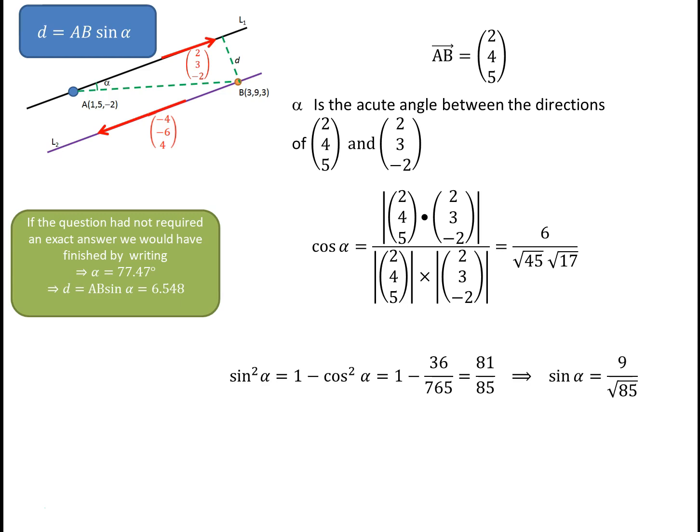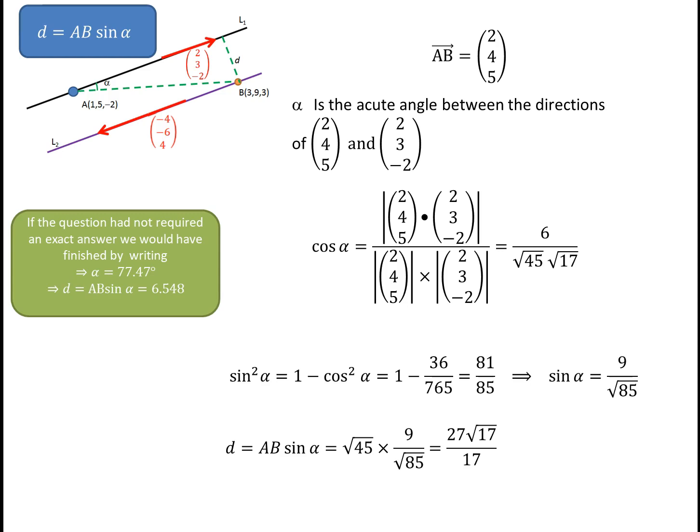So we can now say that the distance that we're looking for is AB sine alpha. So that is root 45, the length of AB, times 9 over root 85. And again, if we use our calculators, they will probably tell us that that comes through to be 27 root 17 over 17.